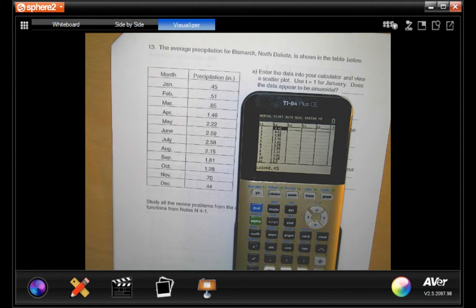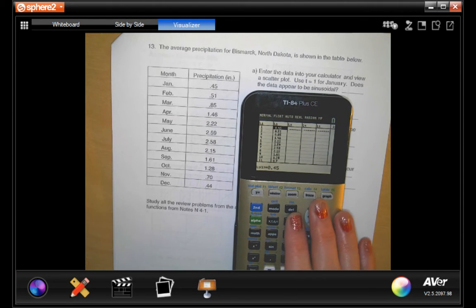Edit. All right. I already got mine in here, so I'll wait a minute. So stat edit, we put all of the months. They have to be numbers. So we put the months in L1 and the precip in L2.